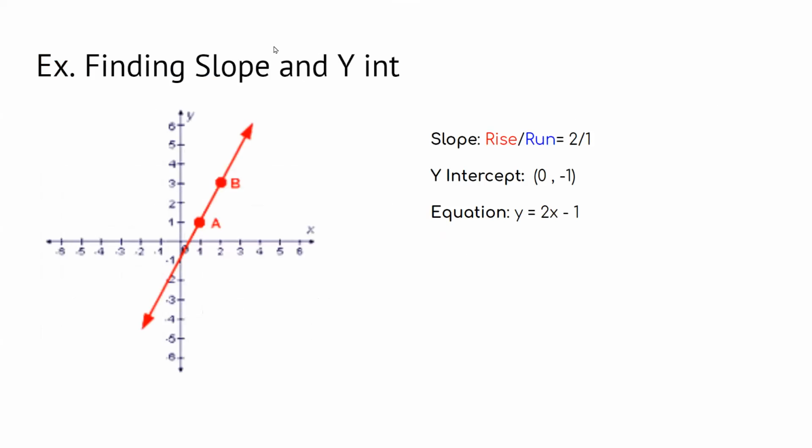Now that we have reviewed both slope and y-intercept, we are able to write the equation with the y equals mx plus b formula. So to find slope, again, we use rise over run. In this case, your rise is 2, and then your run is 1. So that means your slope is 2. And the y-intercept was 0, -1. So when you plug it into the equation, your m will be 2, and your b will be -1. So you get the equation y equals 2x minus 1.